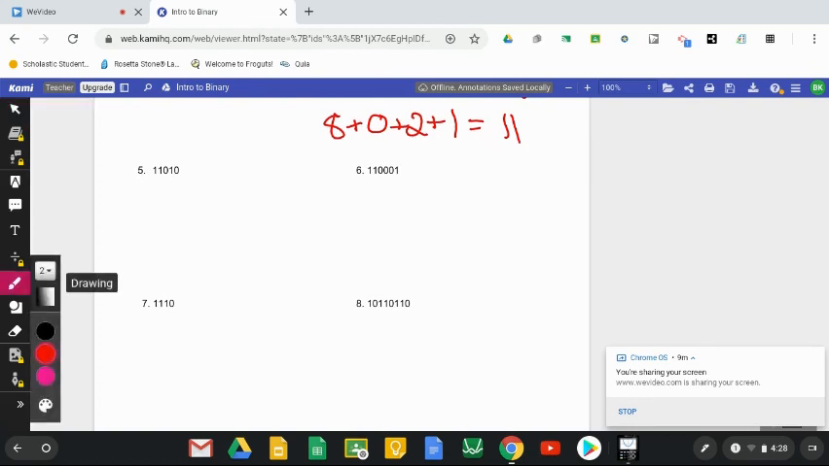All right, number 5. Go ahead and do number 5. Tell me what the answer is. And do 6 as well and tell me the answer. All right, when we come back in our Google Meet, 5 and 6, we'll go over. And then what you will do from there is you can do 7 and 8 if you would like to.